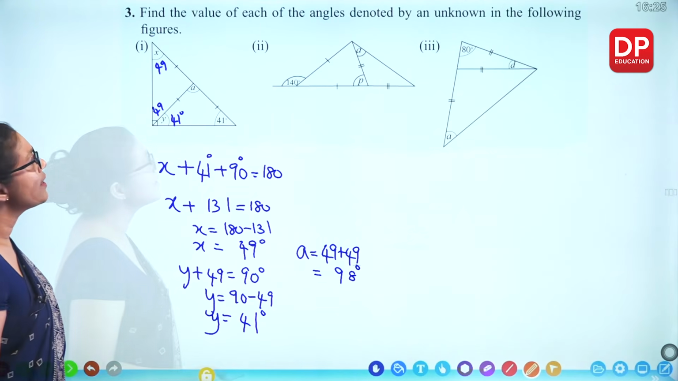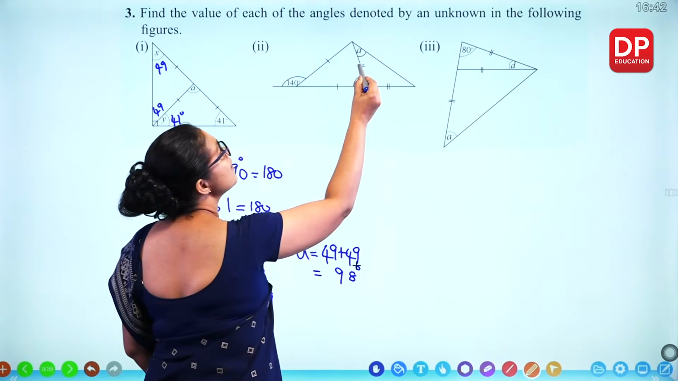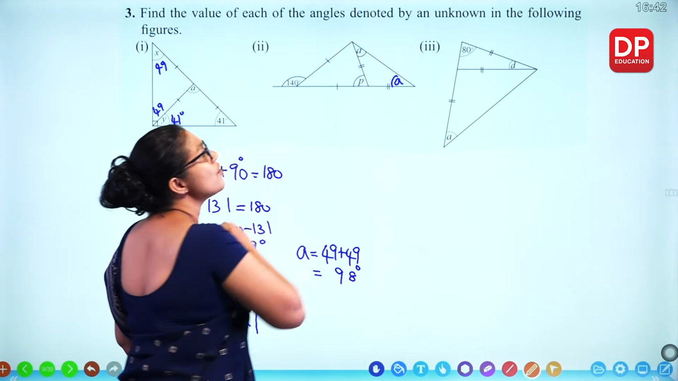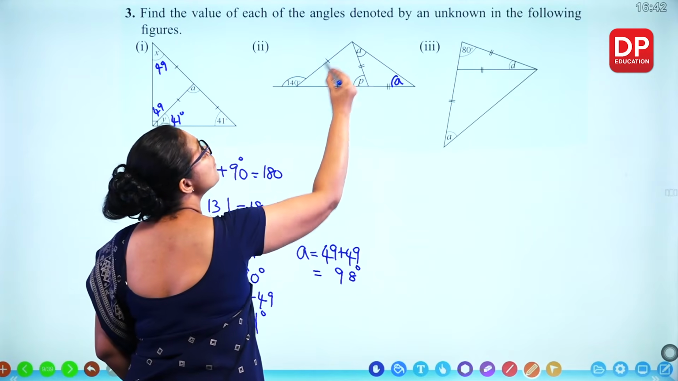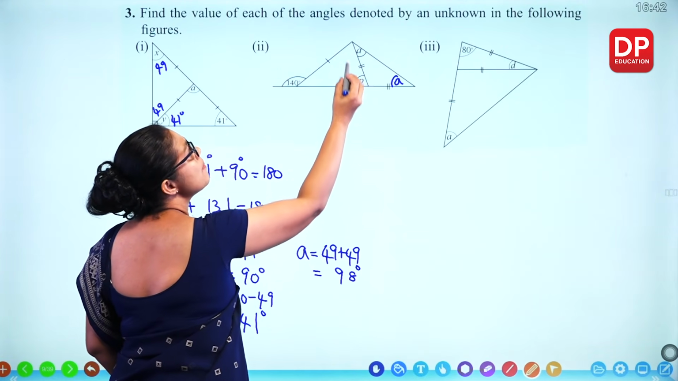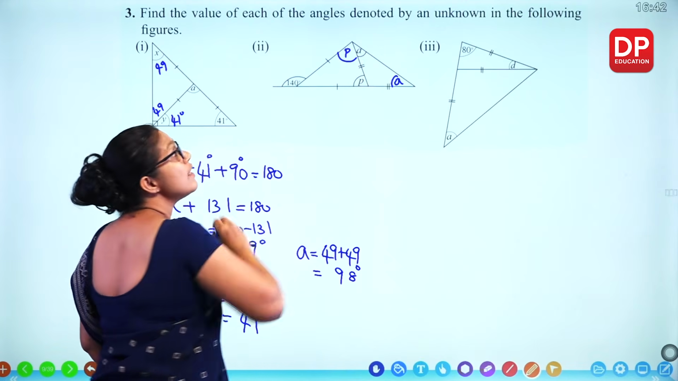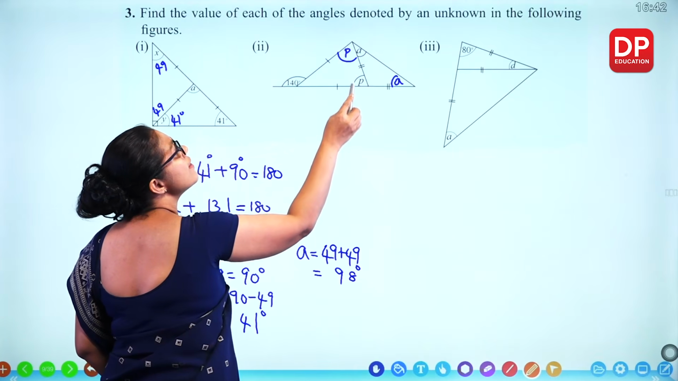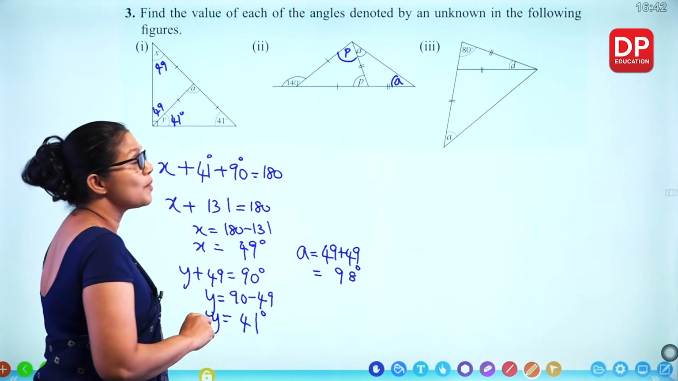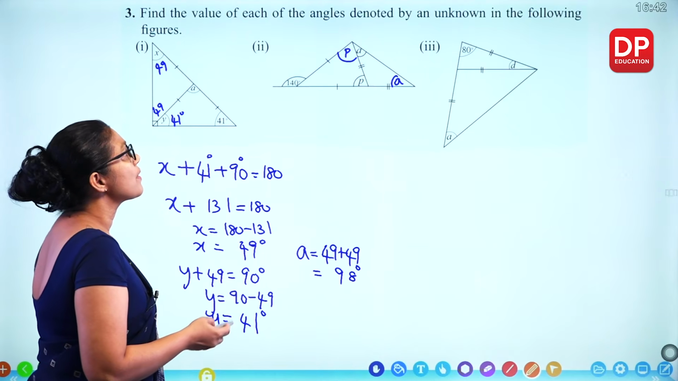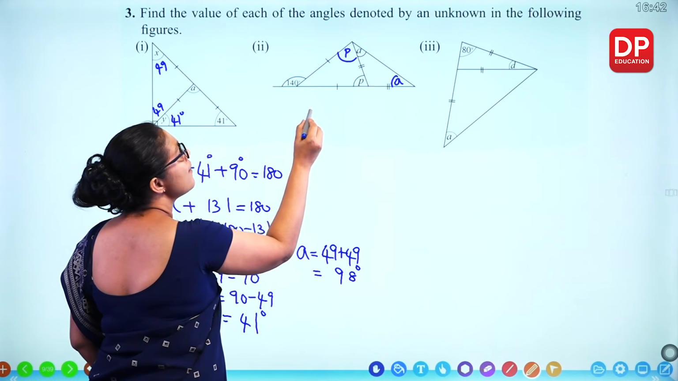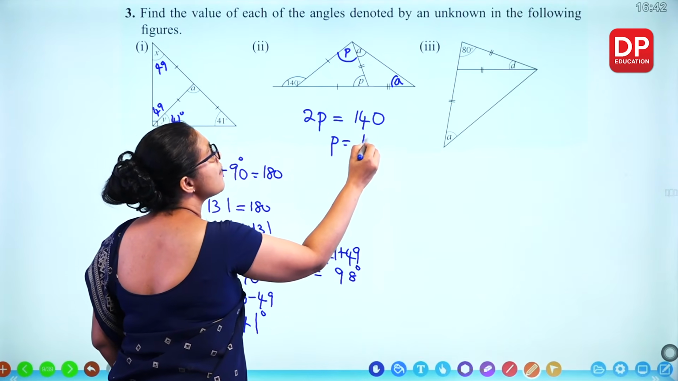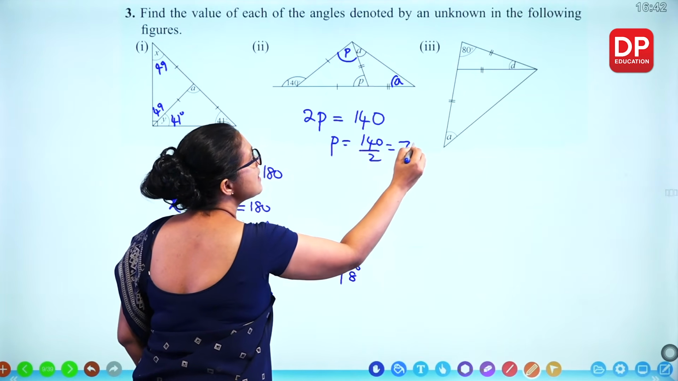Now look at the second one. Look carefully. It's given this length is equal to this length. So if this is a, we can write this is also a. Again, if you take this triangle, this is p. So this should be p according to the isosceles triangle. Now, can you see these two add up to this one? So what's that? Opposite angles add up to the exterior angle. So we can write 2p equals 140. So what is the p value? 140 divided by 2, you get 70 degrees.